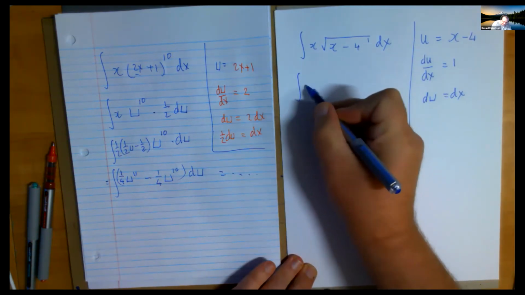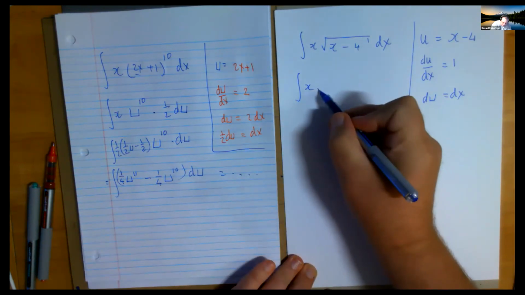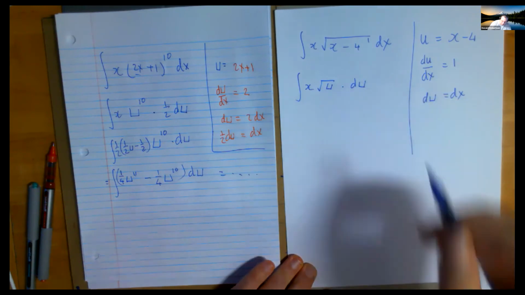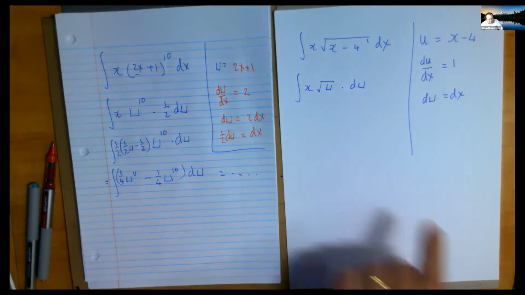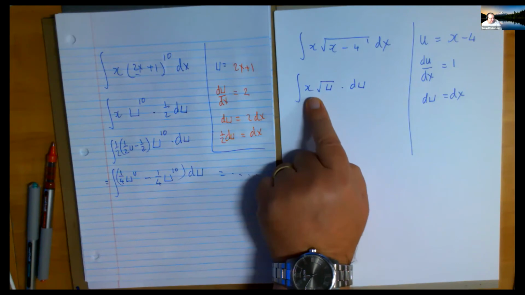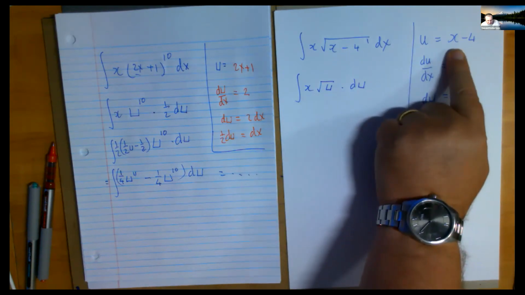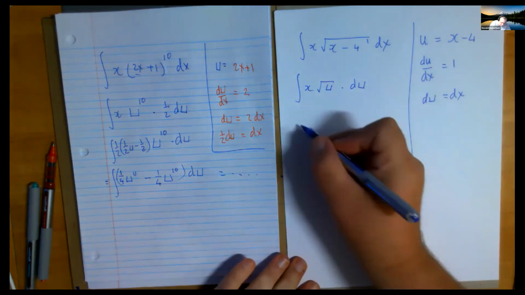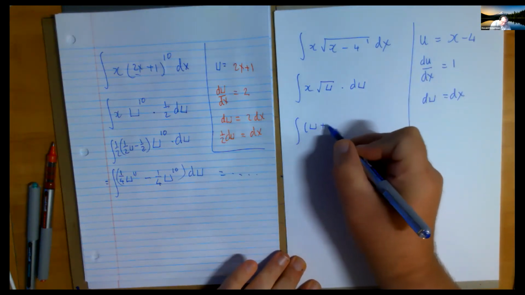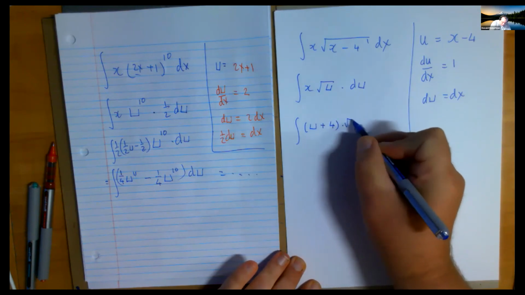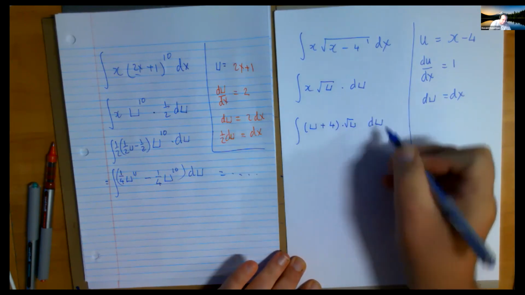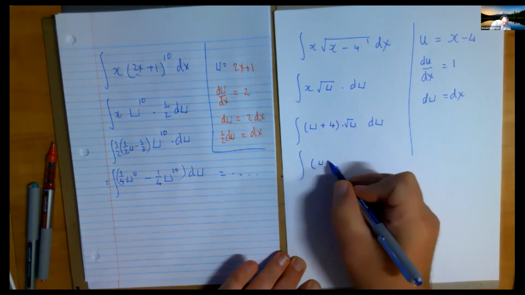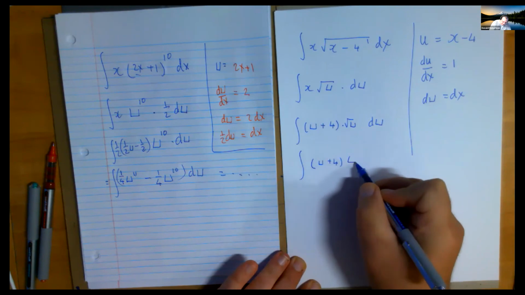So we now have x times the square root of u du. Do you see we have the orphan x guy? Well, if you rearrange this, won't x be u plus 4? So now we have u plus 4 times the square root of u du. But I can call that guy u to the 1/2.